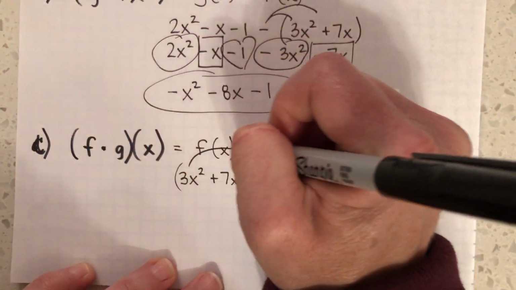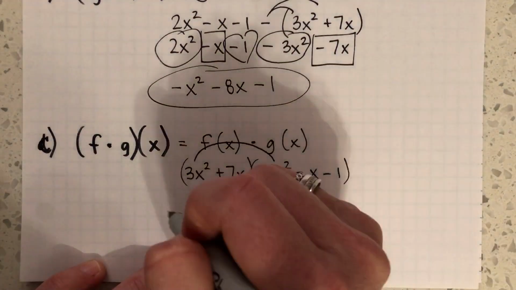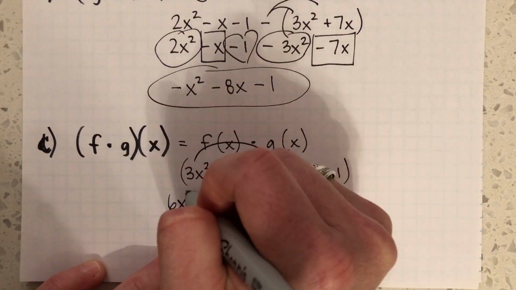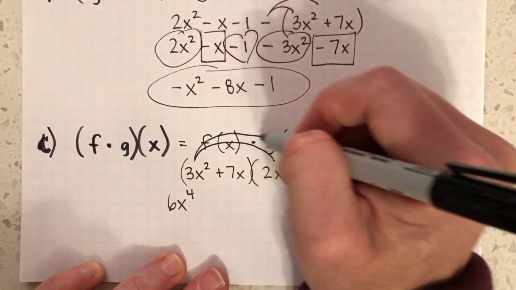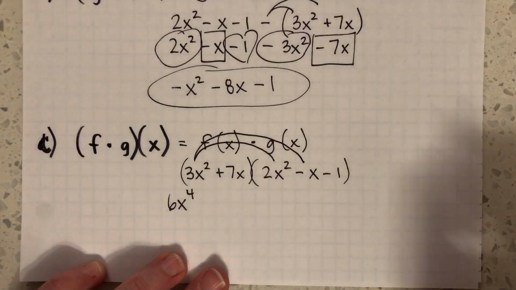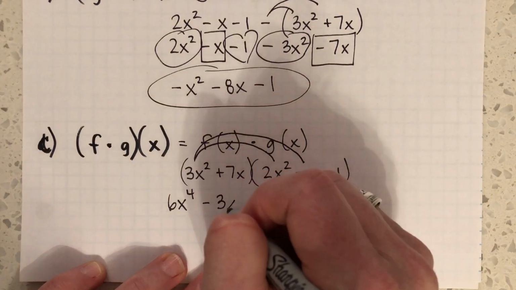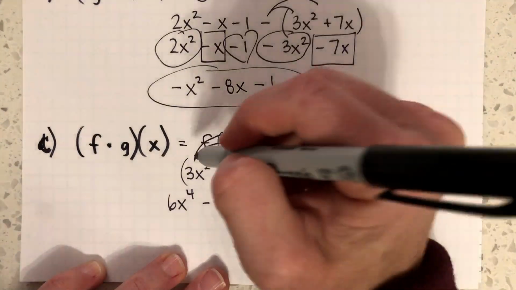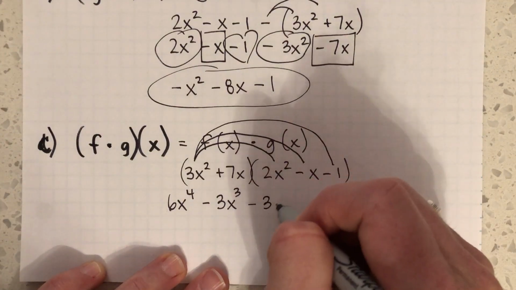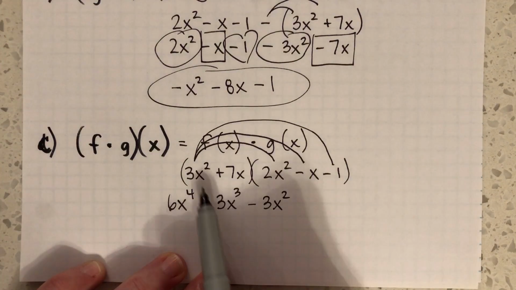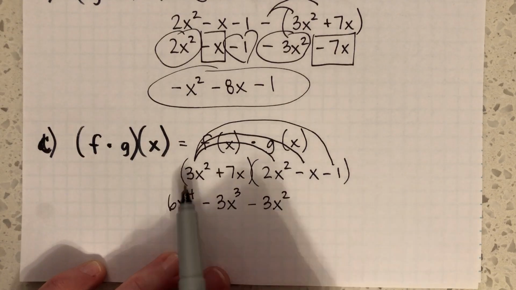All right, so what's 3x squared times 2x squared? That's going to be 6x to the 4th, right? We add exponents when we are multiplying. So now we have 3x squared times negative x. That's negative 3x to the 3rd. 3x squared times negative 1 is negative 3x squared. Okay, I've multiplied it with everything over here, so I'm done with it.